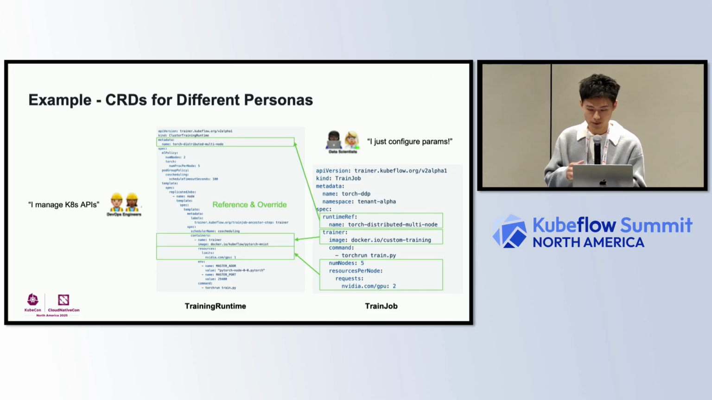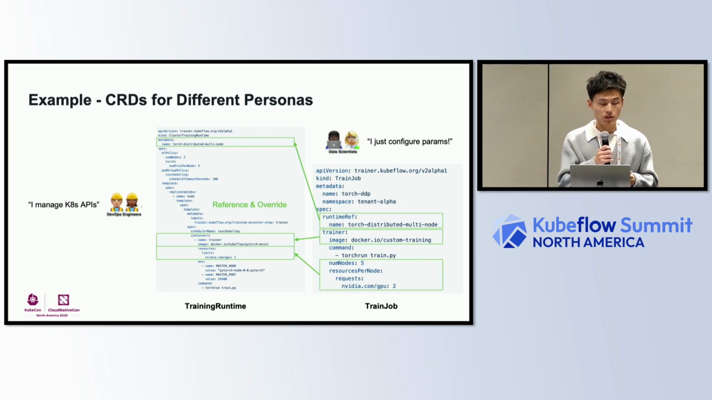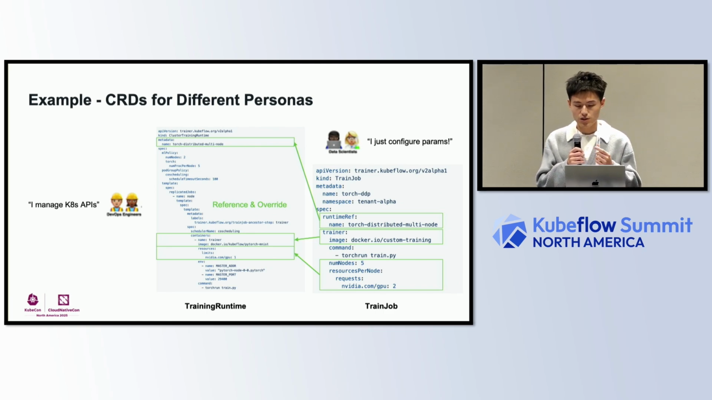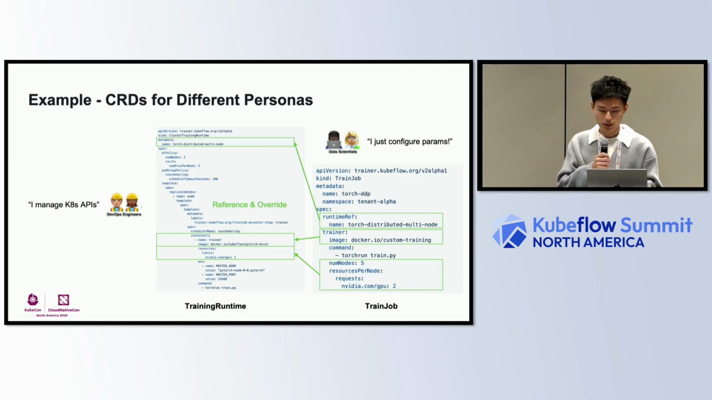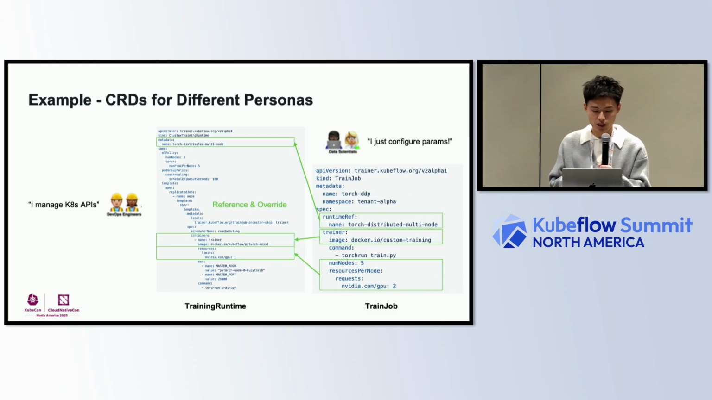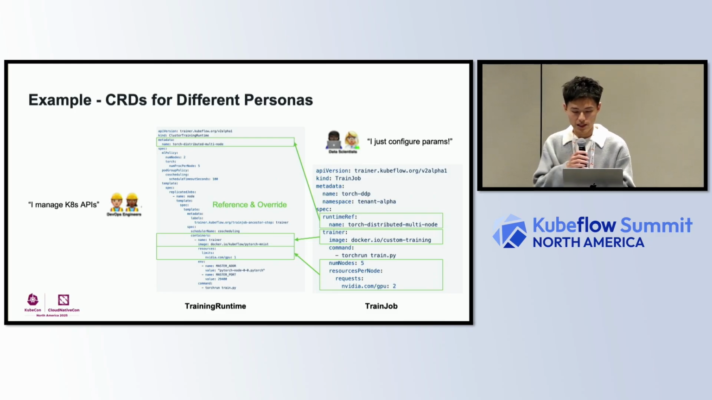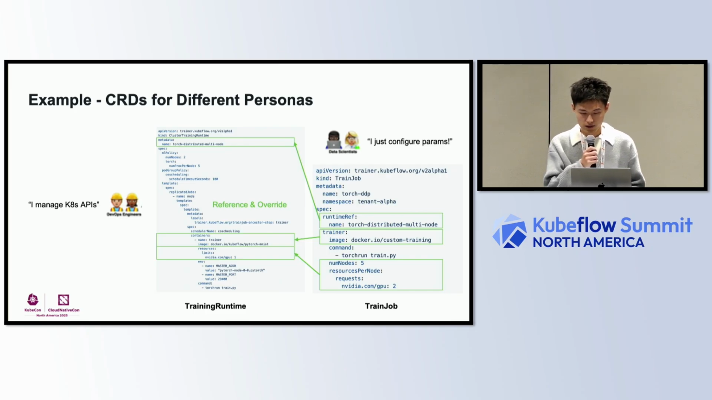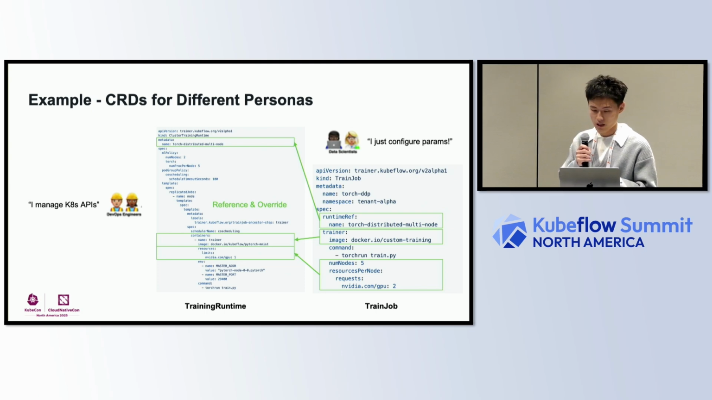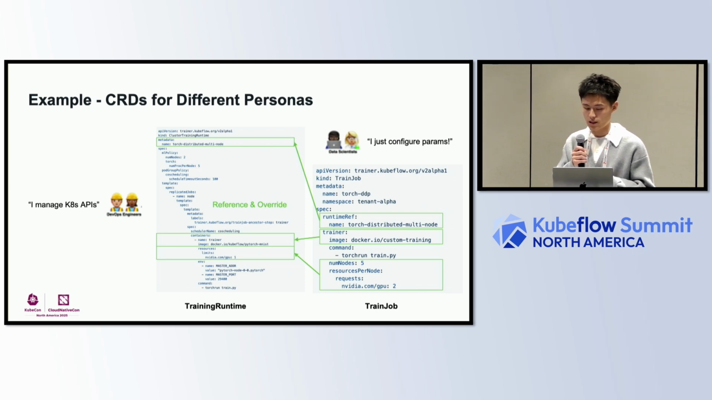For example, from the top to the bottom, the runtime ref field means that this train job will use the referenced training runtime, or in other words, this train job will override the configurations in the left training runtime. And next is a trainer image. It means that the data scientist will use this customized image to replace the default image in the training runtime. At the bottom, the resources per node set in the train job is to override the per node resource configurations defined in the training runtime.